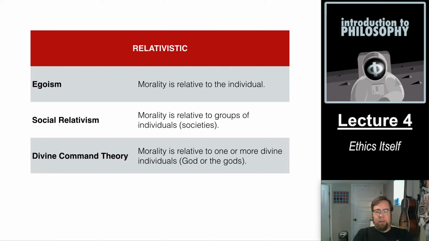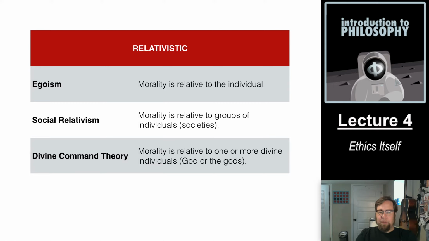So there's your morality, there's my morality, and there's Joe's morality, and there's Shauna's morality, and each of us is right, and there's no objective fact apart from our individual preferences. So that's egoism, and it's about the individual. It's relativistic because it makes morality relative to the individual.